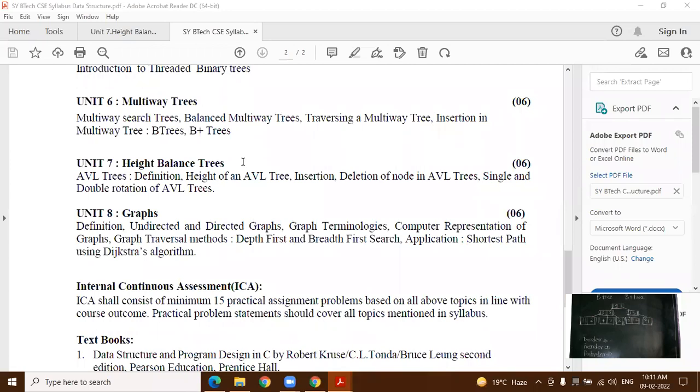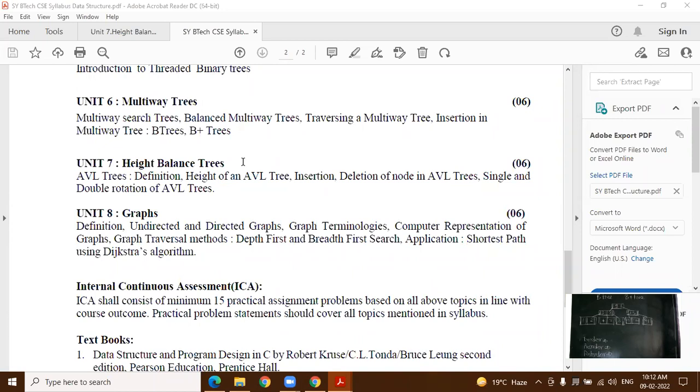Related with unit 6, I want to give you some assignments. You need to construct the B tree and B plus tree. Here I will give some examples as an assignment, and after that we'll move further and start the next unit. So first, all of you dictate in your notebook.